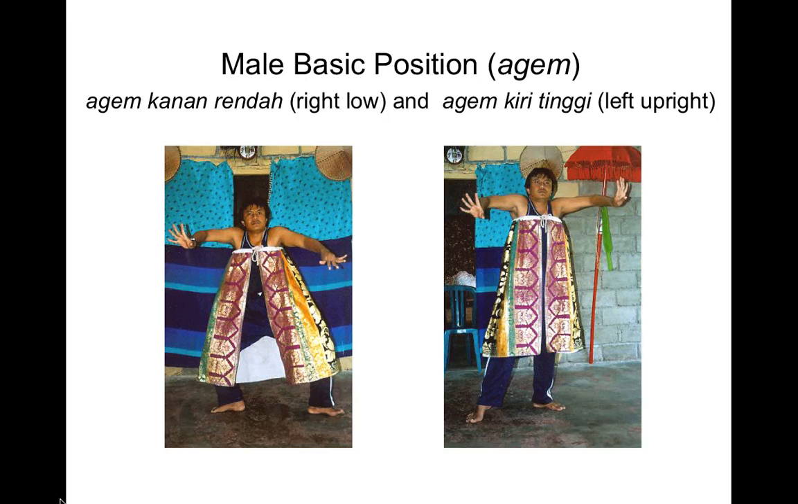Here we have pictures of Wayan performing the male basic position, which is the agam. So you get the agam kanan, the right agam, and you get agam kiri, which is the left agam. But in male dance, you also get low positions in the agam, which is called rendah, and you get high positions, which are upright, which is denoted through the use of the term tinggi.